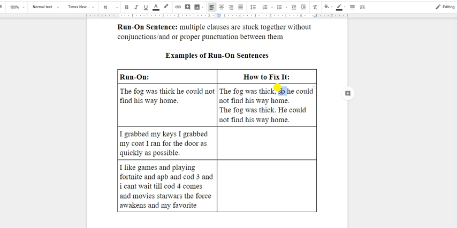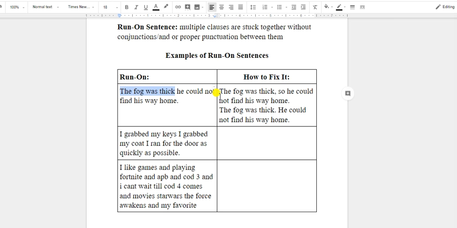And just FYI, before you drop one of the fanboys, one of the coordinating conjunctions, you should always put a comma. Or you could make the second clause its own sentence. So let's back up and see why each of these are clauses. It says the fog was thick. So was is our linking verb. What was? The fog was. So we have the verb and the verb's subject here. So this is a clause.